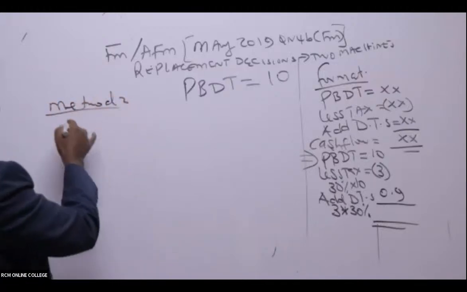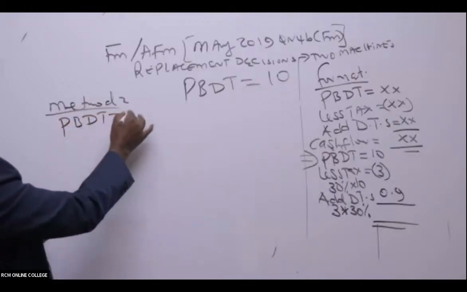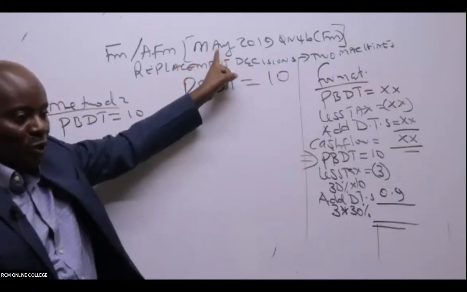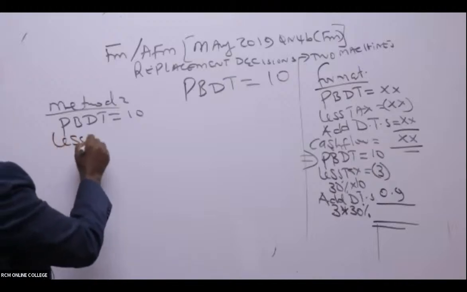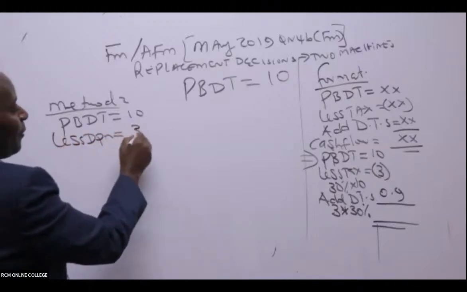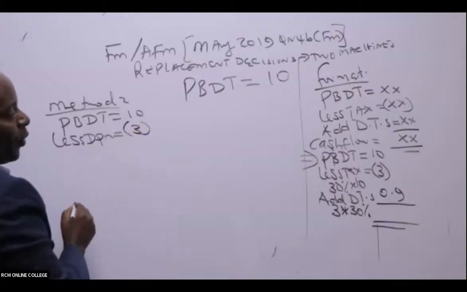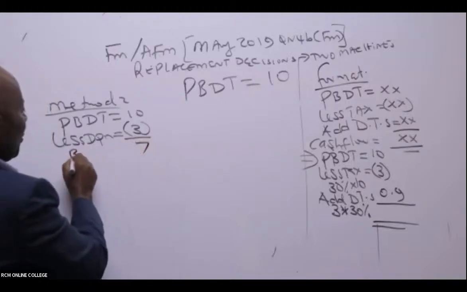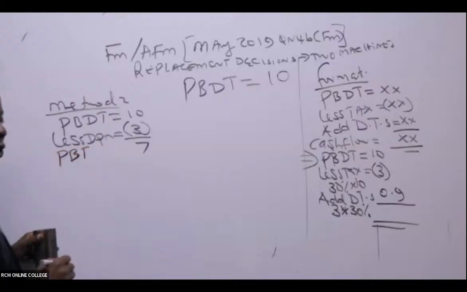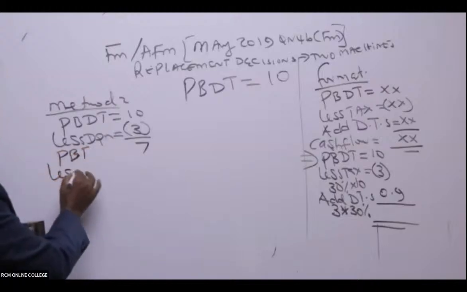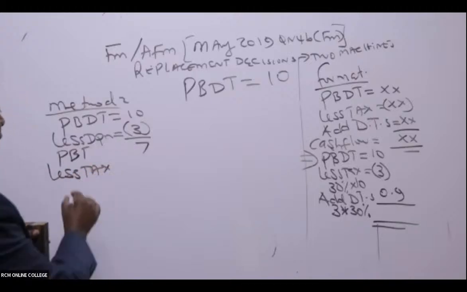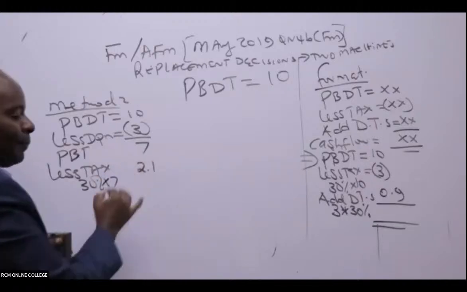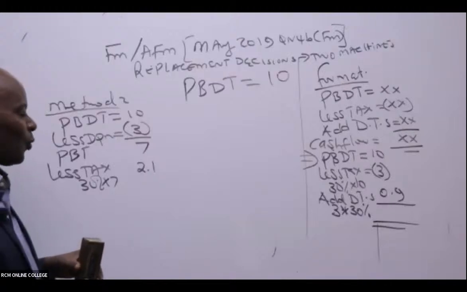So method 2, ladies and gentlemen: we have profit before depreciation and tax of 10. I will be making use of this knowledge to tackle this question. Very important. Somebody will come and less depreciation of 3, and they get 7, which is profit before tax. And then they less taxation. Tax here is 30% of the profit, 30% of 7, which gives me 2.1.